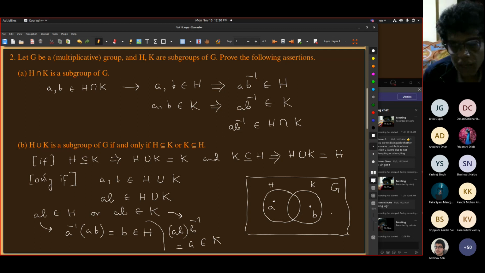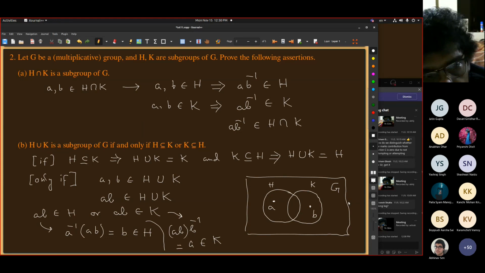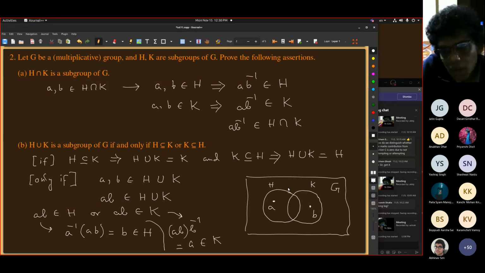Sir, can we take an example of this contradiction? Like, suppose H union K is a subgroup of G, and suppose we take H as the whole G. Whole G is a trivial thing, right? Because H is already in whole of G, K is already in whole of G. I cannot give you an example of this because this is an impossible thing. How can I give you an example? It cannot happen.